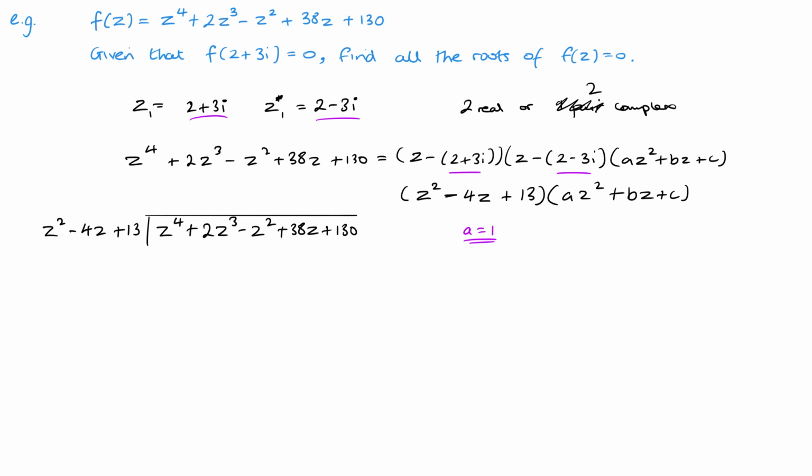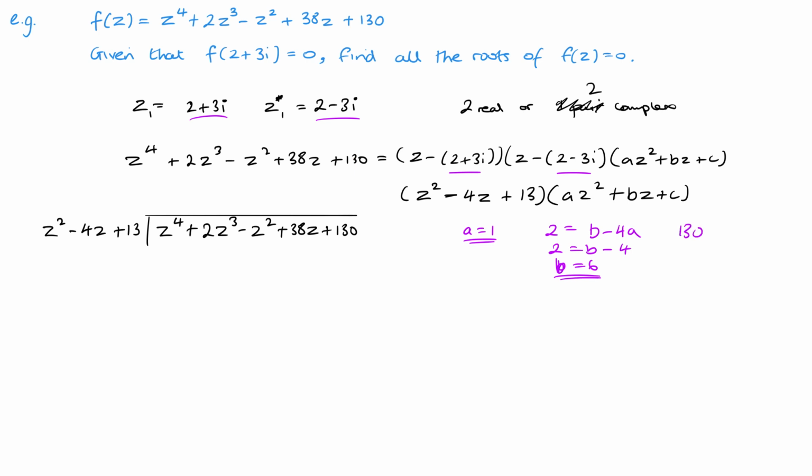To get z cubed, looking here, we know that the coefficient on the left is just 2. And look at how I can get to z cubed on the right. I can do z squared times bz, so that's just going to be b, the coefficient there. Or I can do minus 4z times az squared, so that's minus 4a. We know a is 1, so we get 2 equals b minus 4, so b is going to be equal to 6 there.